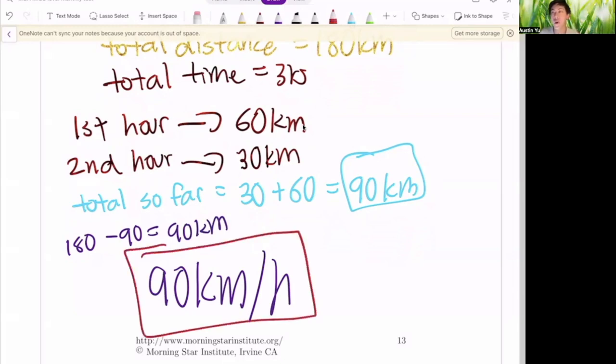Pretty easy since you don't really need to divide since you literally only have 1 hour. So just leave it like 90 kilometers.